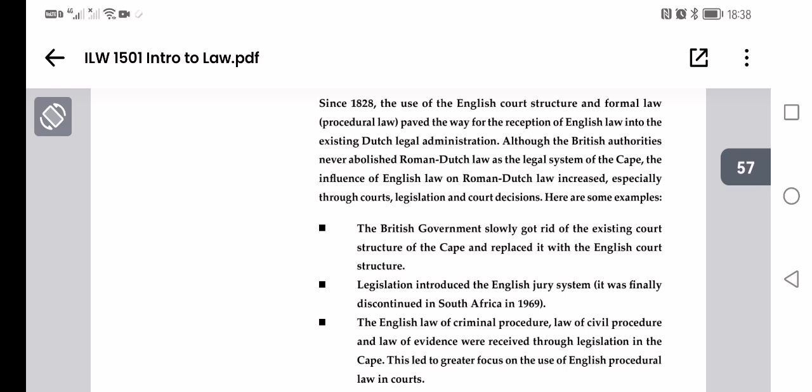Although the British authorities never abolished Roman Dutch law as the legal system of the Cape, the influence of English law and Roman Dutch law increased, especially through courts, legislation, and court decisions. Here are some examples.